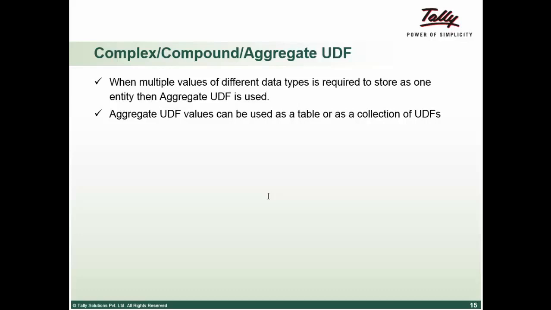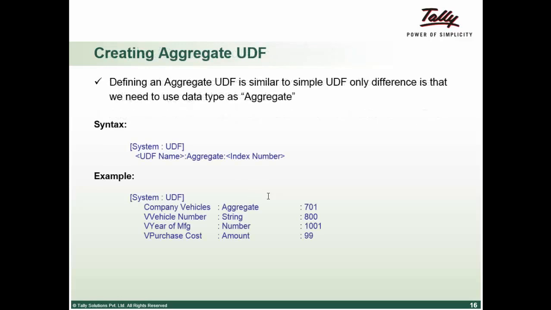With this aggregate UDF we can create a collection and we can further use it as a table in our report to show which agent what. But we will require an aggregate UDF. So how do we define an aggregate UDF? It is similar to the definition of your other simple system UDFs. The only thing is the data type that you will use for this aggregate UDF is aggregate.